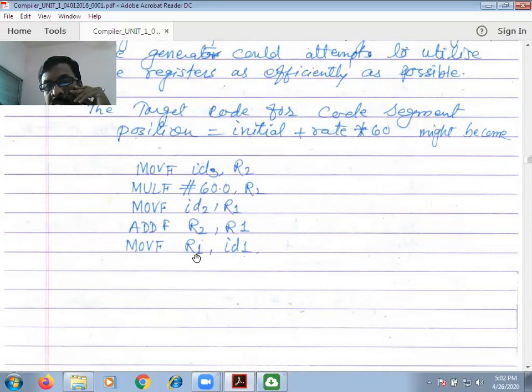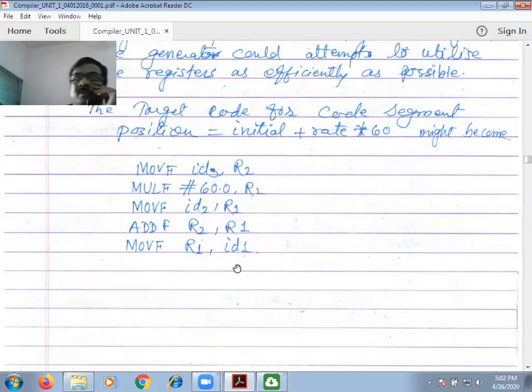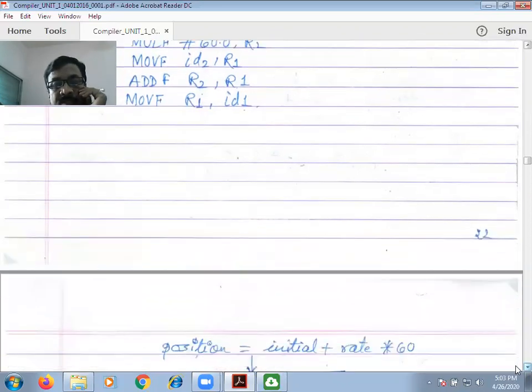And the movf assembly code will move the register contents of R1 into identifier 1, or it will equate the value of R1 to identifier 1. That identifier 1 is the value stored or allocated for identifier 1 in the symbol table. That means the final evaluated value of register R1 is sent to the symbol table. Correct? From there, this can be displayed on the screen.